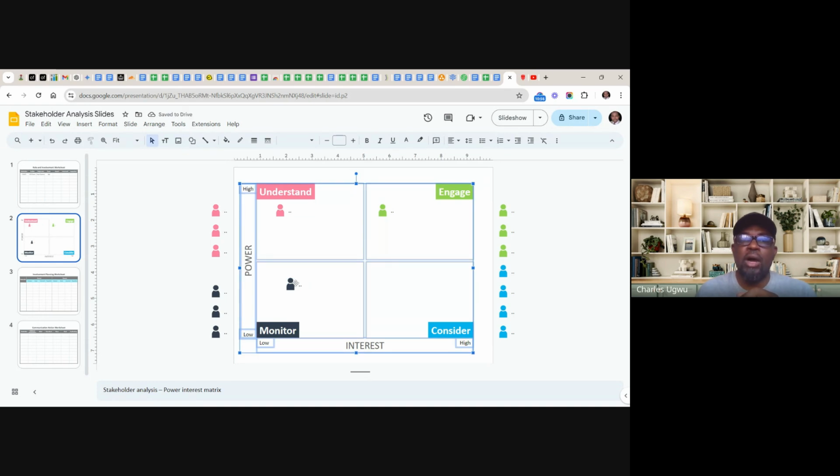They are low-powered, and you can see they don't have interest because they are not in the high area here. Everything is low here. Even interest here is low, and even power here is low. They don't have power and they don't have interest. What is their interest then, if they don't have interest? Their interest is their daily pay. That is their interest. They are not interested in the success of these projects.